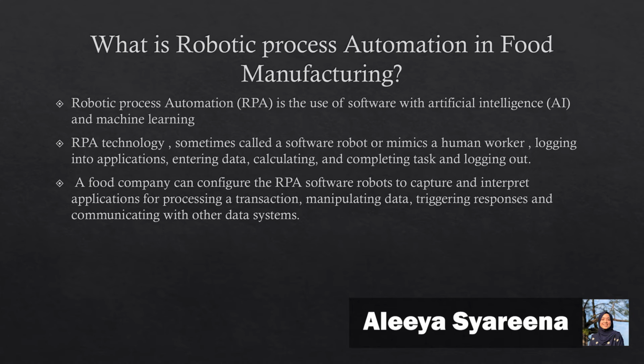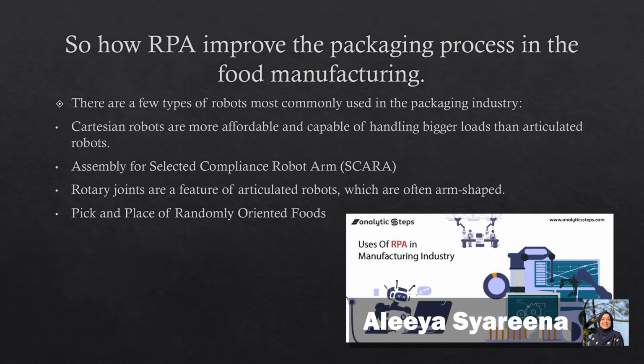RPA technology, sometimes called a software robot, mimics a human worker, logging into application, entering data, calculating and completing tasks, and logging out. A food company can configure the RPA software robots to capture and interact application for processing a transaction, manipulating data, triggering responses, and communicating with other data systems. So, how does RPA improve the packaging process in the food manufacturing?